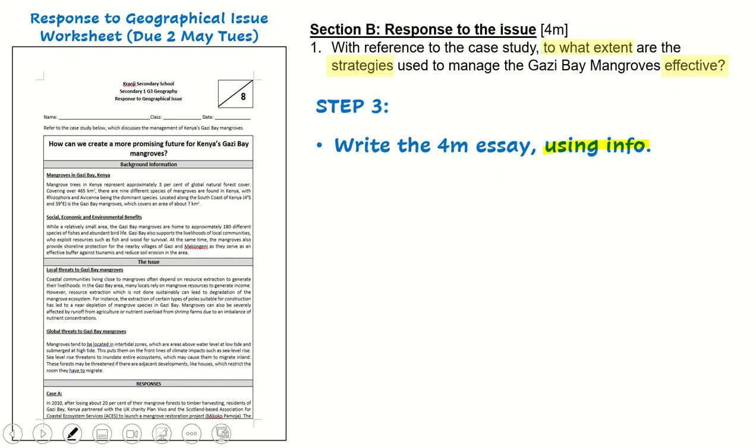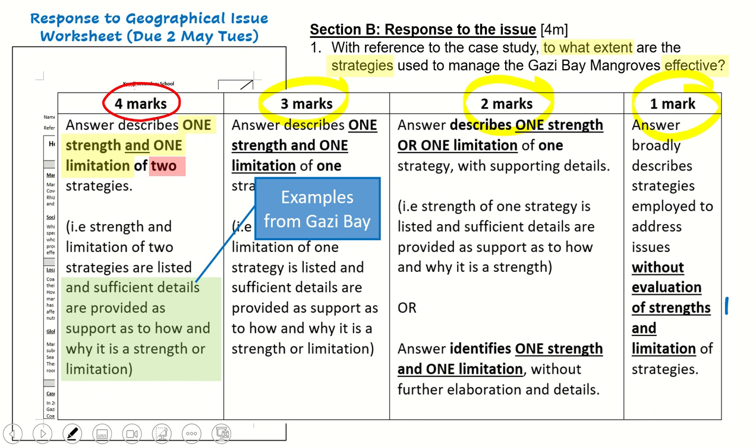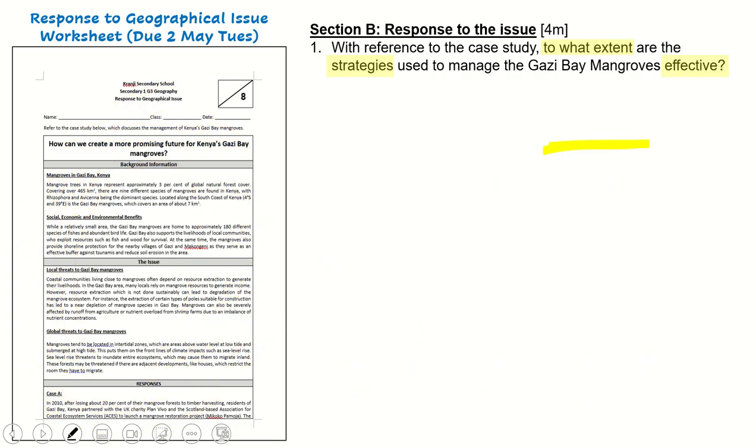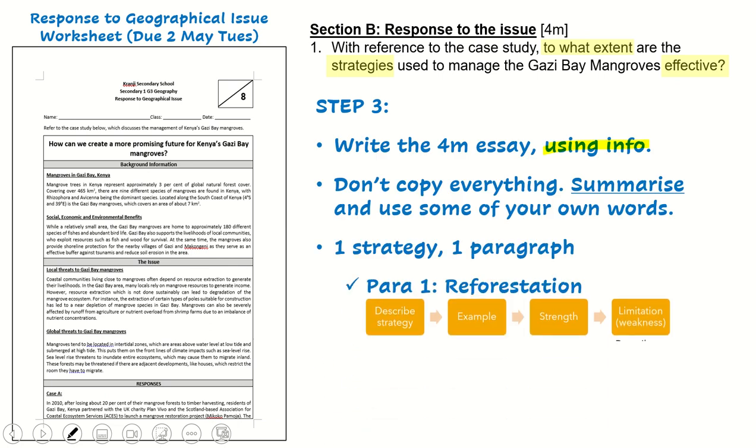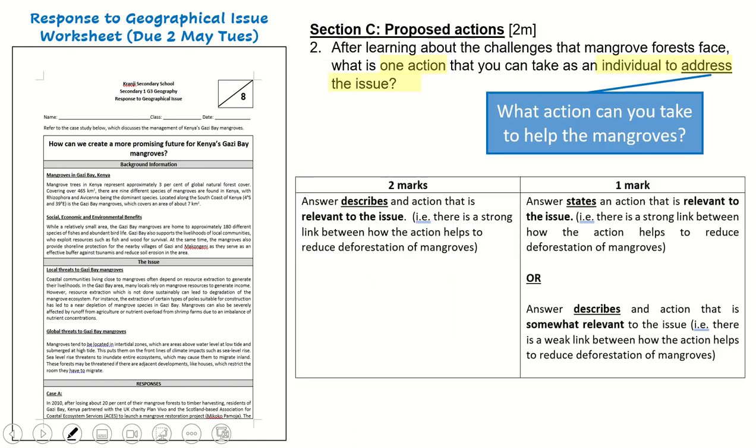Now, if you want to recall the rubrics of the four different levels, it is also in your worksheet. It's just at the bottom of the lined pages. Okay, so two paragraphs, right? Paragraph one, reforestation. Paragraph two, public education. You can pause me now. I hope you're done. And if you're done, we can continue on to the next section.